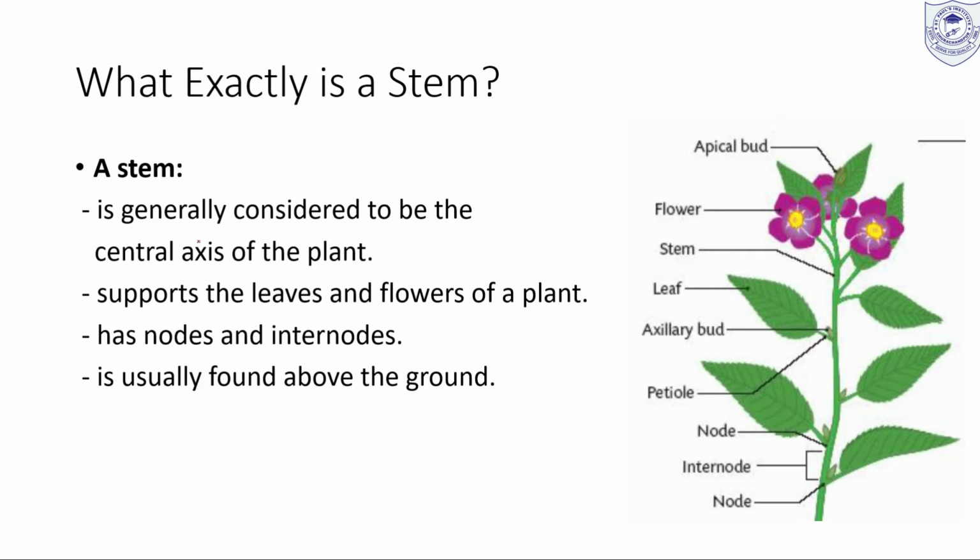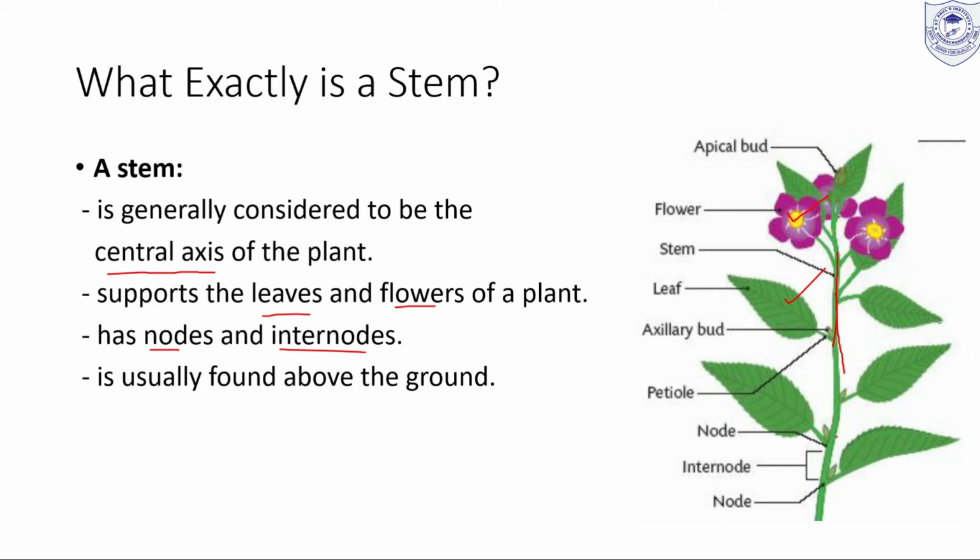Stem is generally considered to be the central axis of a plant. See, it is present in the central axis, right? And it supports the leaves and flowers of a plant. So these are the leaves and these are the flower, and the leaves and flowers are supported by the stem. It has nodes and internodes. So what are nodes and internodes?